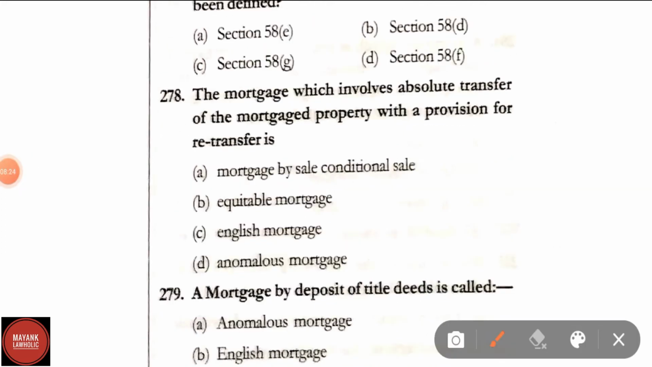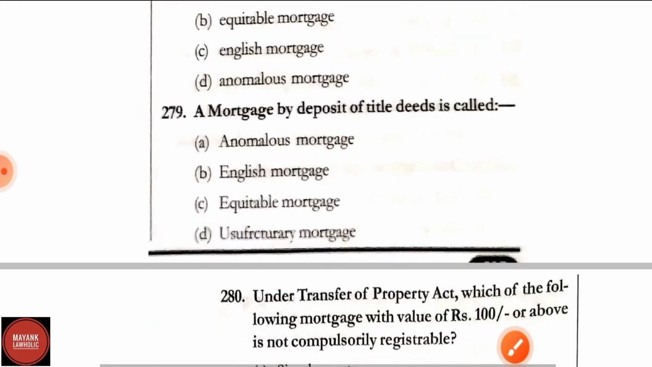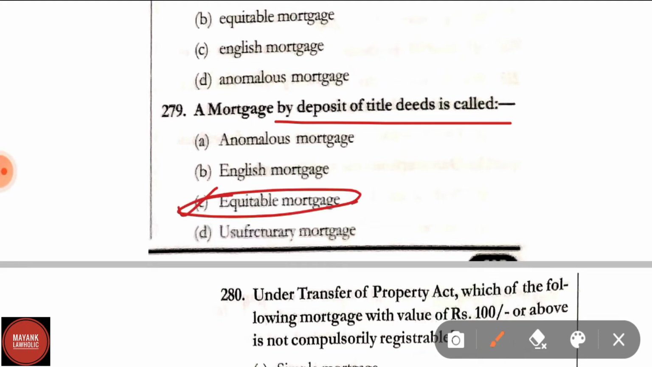Question number 278. The mortgage which involves absolute transfer of the mortgage property with the provision of retransfer is: mortgage by conditional sale, equitable mortgage, English mortgage, anomalous mortgage. Here correct answer is option C, that is English mortgage. Question number 279. A mortgage by deposit of title deeds is called anomalous mortgage, English mortgage, equitable mortgage, usufructuary mortgage. Correct answer is option C, that is equitable mortgage.